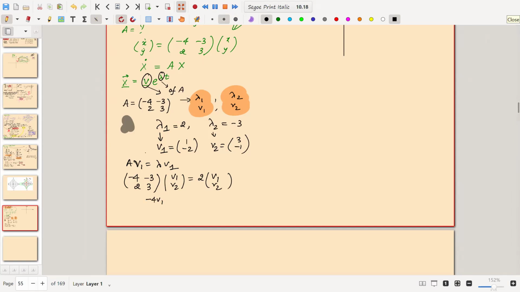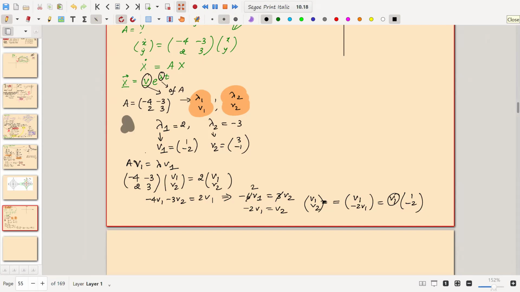So -4 v1 -3 v2 equals 2 v1. So what we are getting? -6 v1 is equal to 3 v2. To cancel, -2 v1 equals v2, right? So v2 equals -2 v1. So if a vector is v1, v2, that is being given by v1 and -2 v1. You can take v1 common, 1 minus 2. So any multiple of 1 minus 2 is still an eigenvector, right? So therefore you can get 1 minus 2 as an eigenvector. Similarly, you can do the other eigenvalue. Fine.